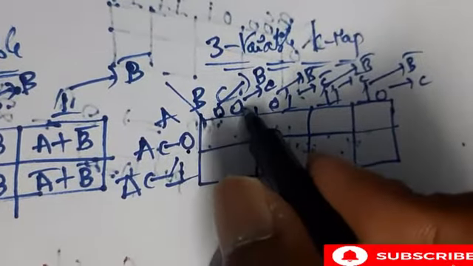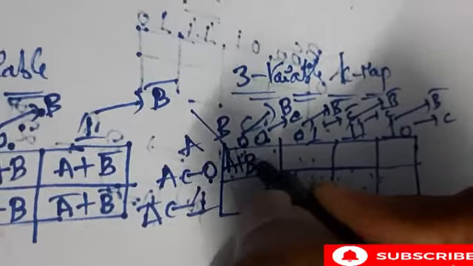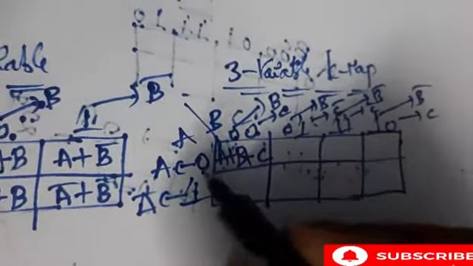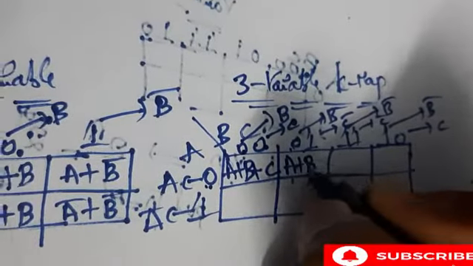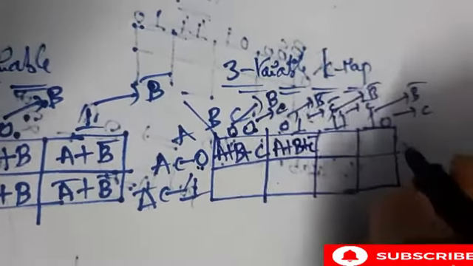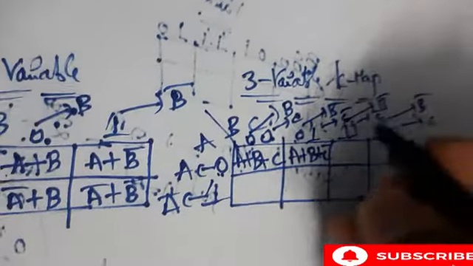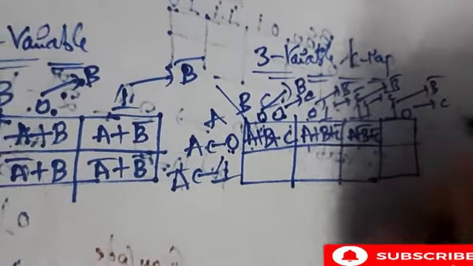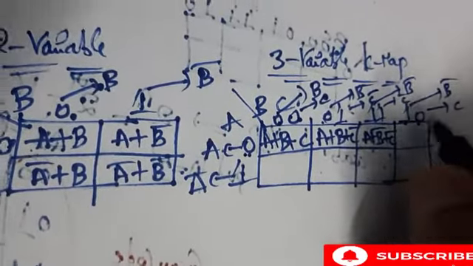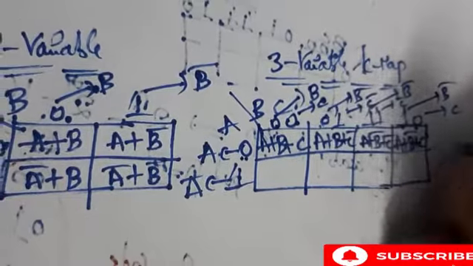Let's see. 0, 0, 0. That means A plus B plus C. Next, 0, 0, 1. That means A plus B plus C bar. Next, 0, 1, 1. Right? You will get the A plus B bar plus C bar. Next, 0, 1, 0. That means A plus B bar plus C.